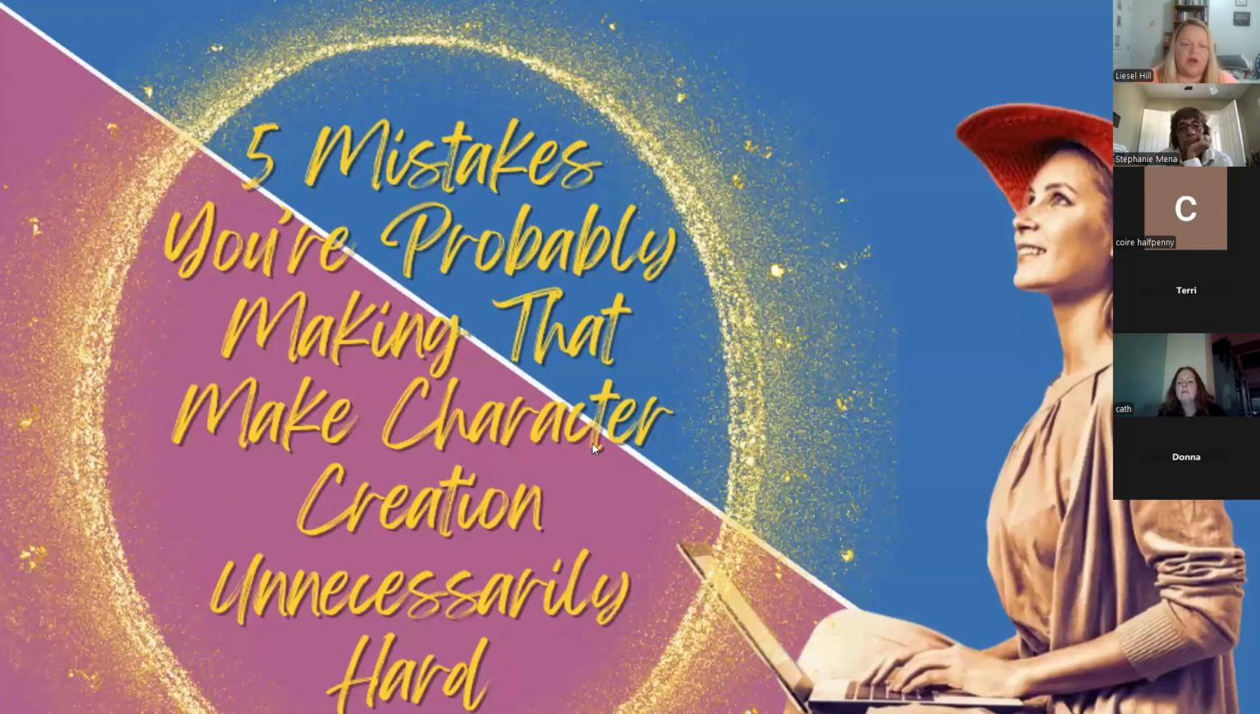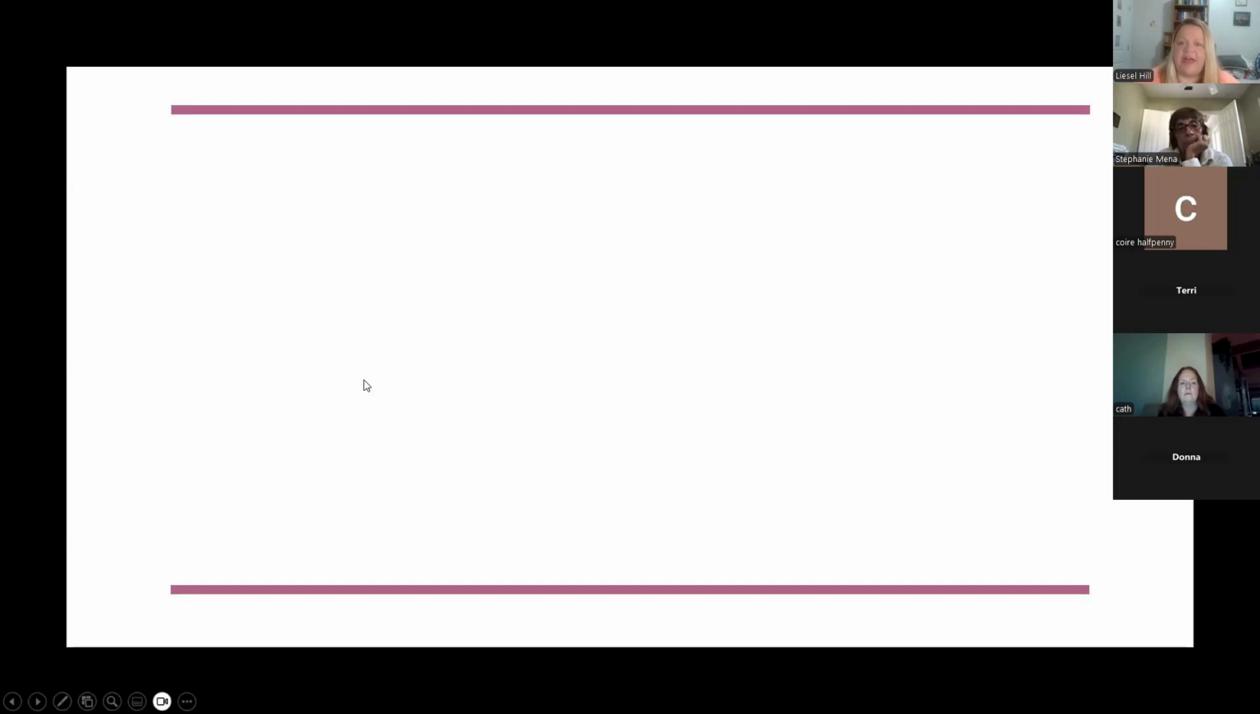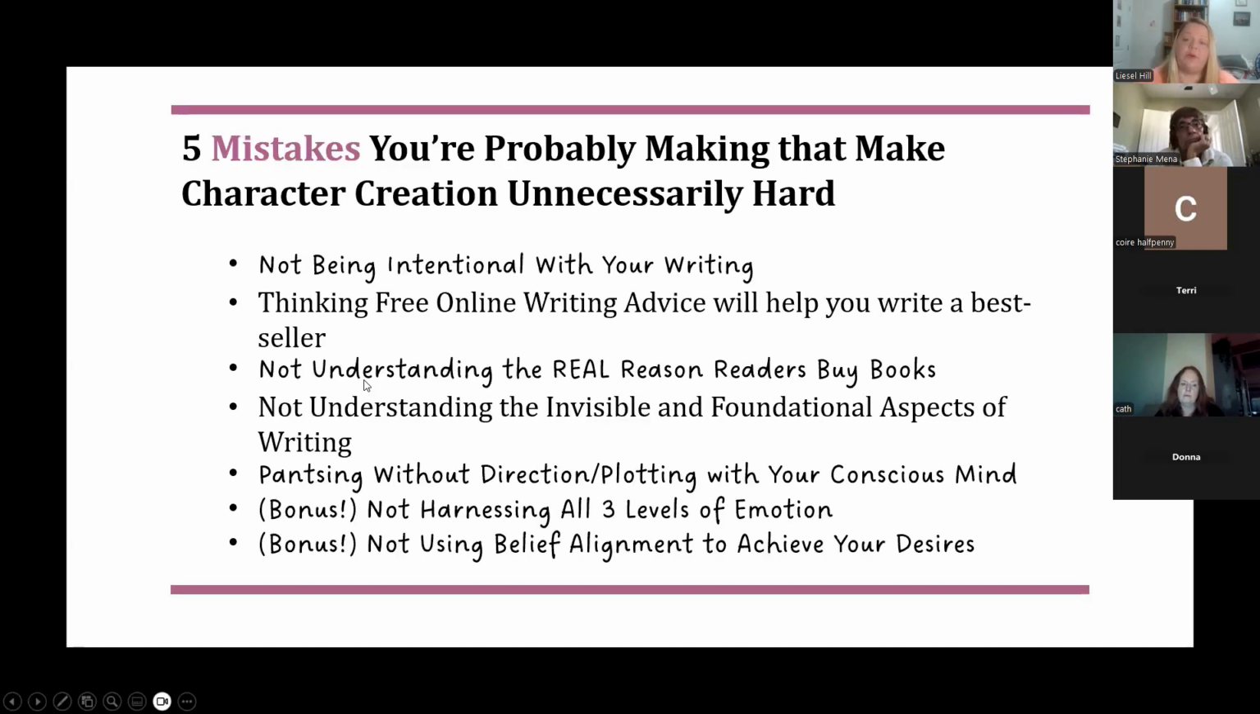So this is called 5 mistakes you're probably making that make character creation unnecessarily hard. You're also going to get 2 bonus mistakes just because I like to underpromise and overdeliver. But overall, there's 5 and then 2 bonus ones. So I'm going to quickly tell you what they are, and then we're just going to jump into them.